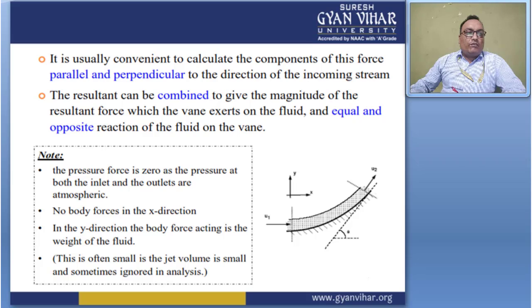Here we calculate the components of this force parallel and perpendicular to the direction of the incoming stream, and the resultant can be combined to give the magnitude of the resultant force which the vane exerts on the fluid, and the equal and opposite reaction of the fluid on the vane. This is just like u1 and u2 in the x and y direction. Note that the pressure force is 0, as the pressure at both inlet and outlet is atmospheric pressure, right?